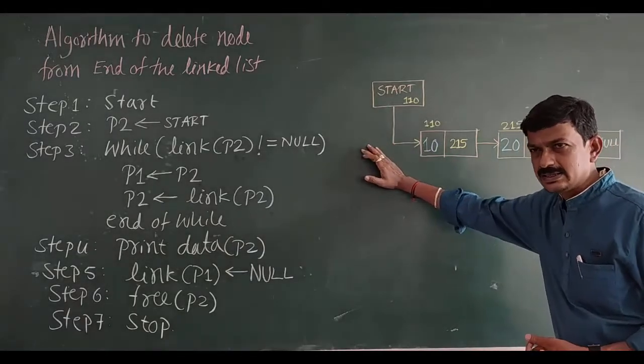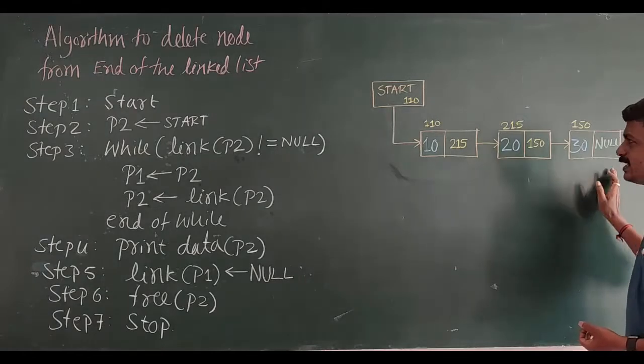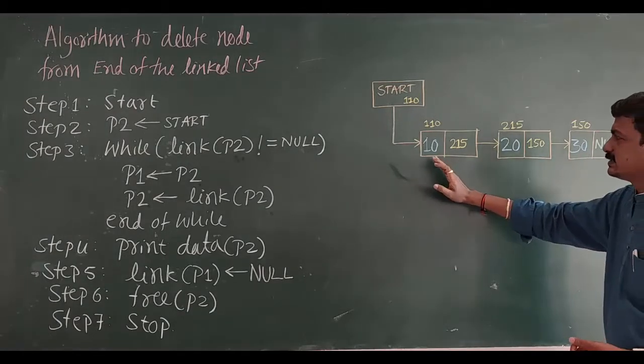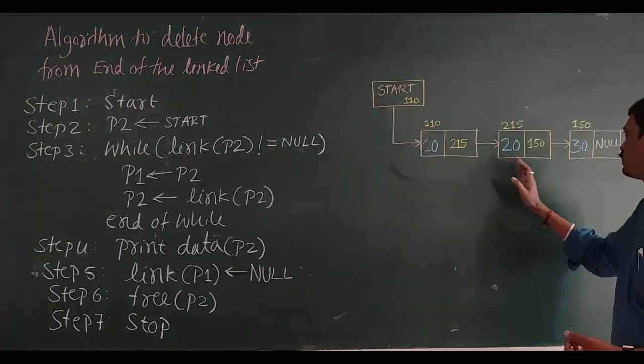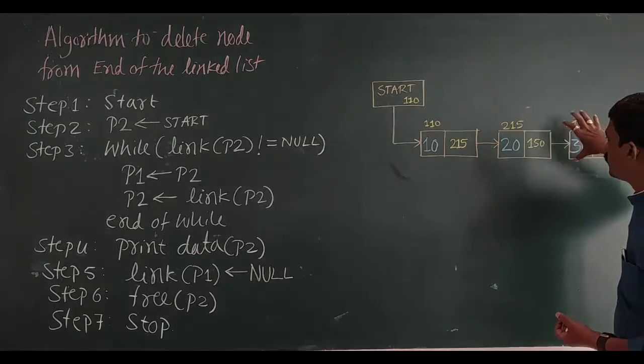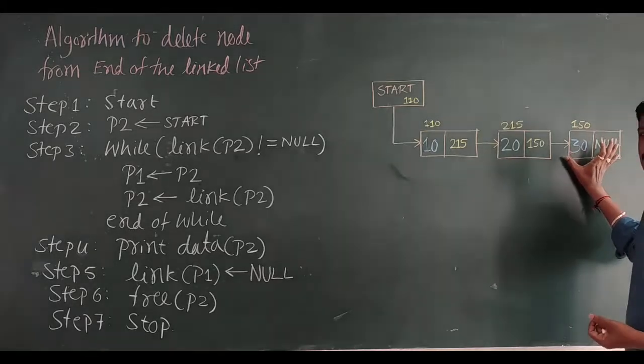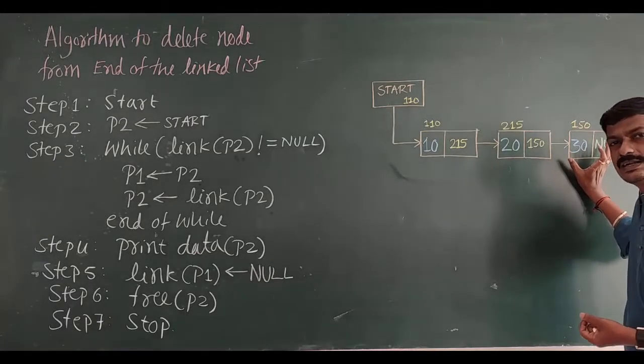Now I am going to visualize how we delete that node. I took a linked list with 3 different nodes: node 1, node 2, node 3. These contain data elements 10, 20, 30. In this algorithm, we are deleting a node from the end of the linked list. I want to delete the node which is the last node of that linked list.